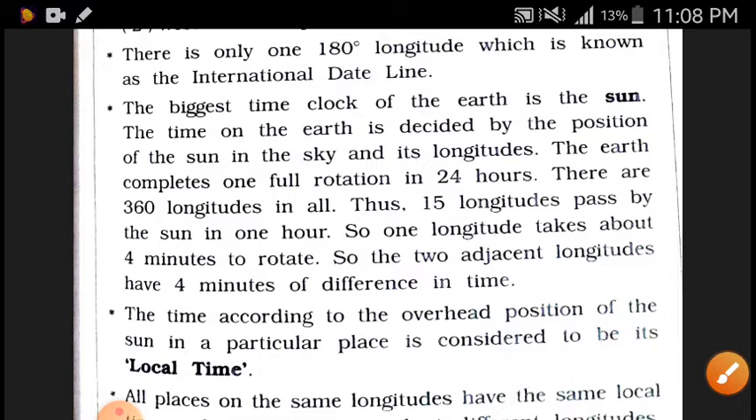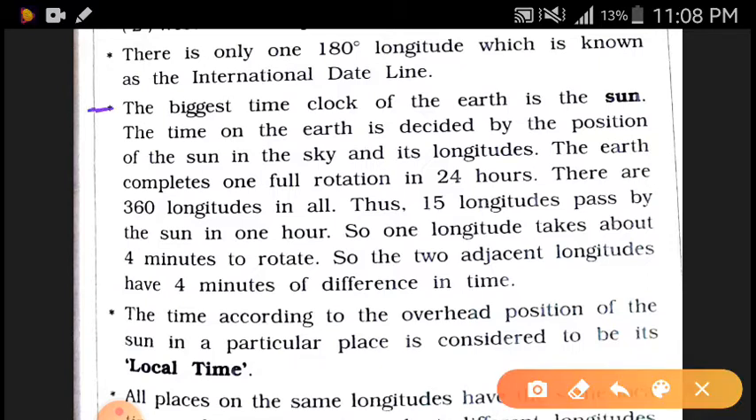Now after that, the next point: the biggest time clock on the earth is the sun. We all know that by the position of the sun we can come to know the time, not the exact or perfect time, but we can calculate the time in our mind. It may be morning, afternoon or evening, that we can easily know. The time of the earth is decided by the position of the sun in the sky and its longitude.